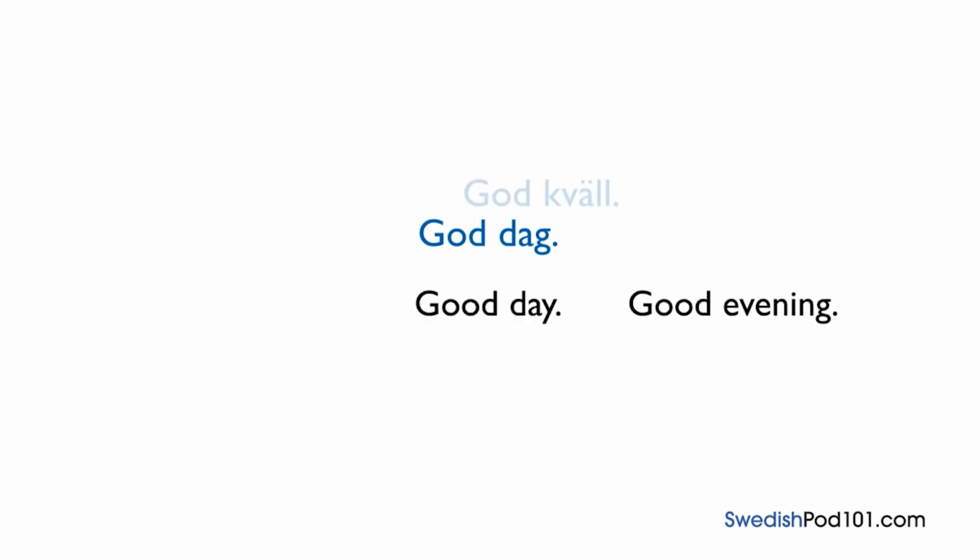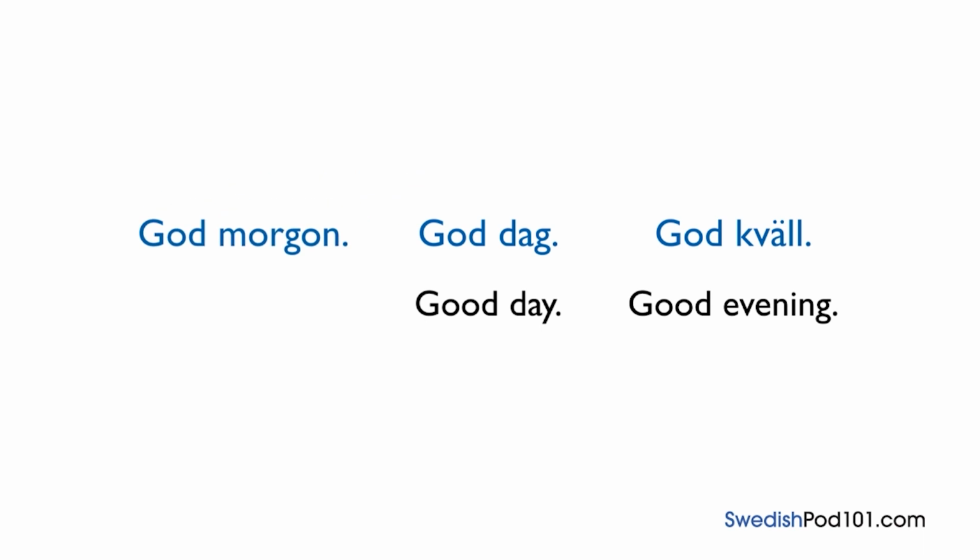During the evening, we say god kväll. Kväll is Swedish for evening. So god kväll means good evening. Finally, in the morning we say god morgon. This means good morning. However, instead of god dag and god kväll, it's much more common to just use hej. God morgon, on the other hand, is still the most common phrase to use in the morning.